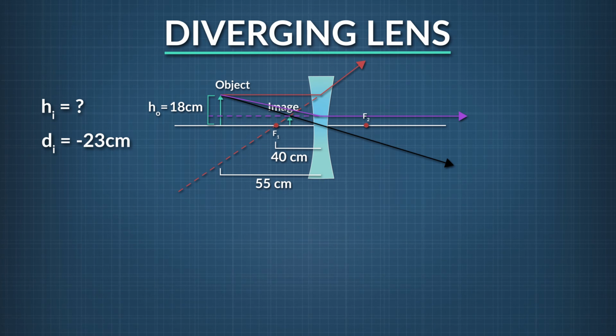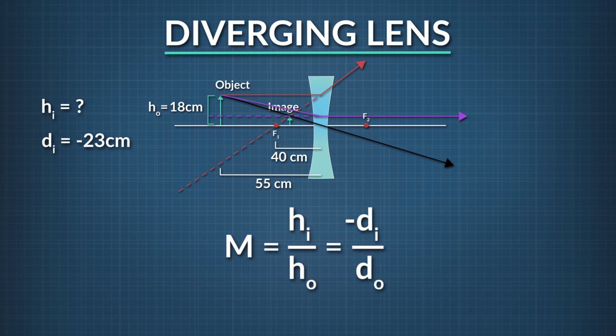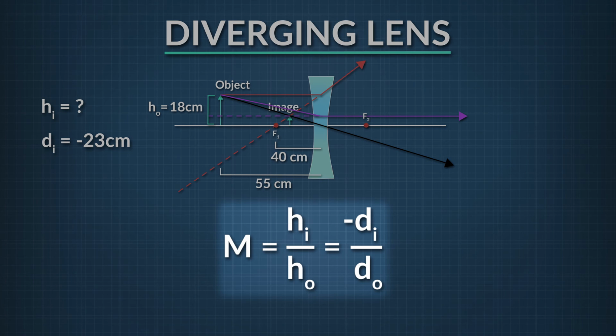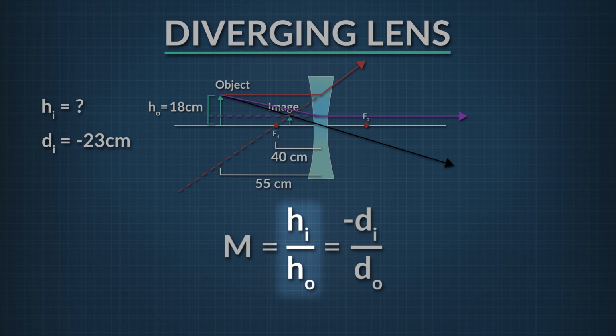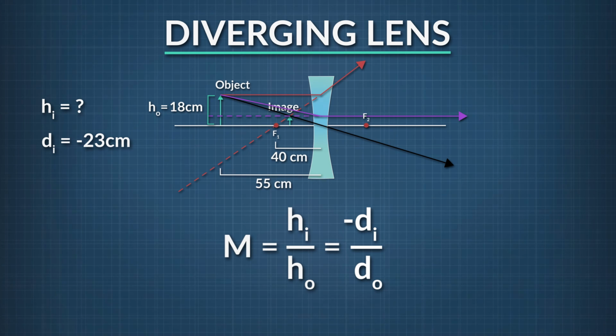Now let's move to solving for the height of the image. We'll find this out by using the fact that magnification can be found using 2 different ratios. First, magnification equals the ratio of image to object height. Second, it equals the negative of image to object distance. We can solve for the second ratio and then use that to figure out image height.